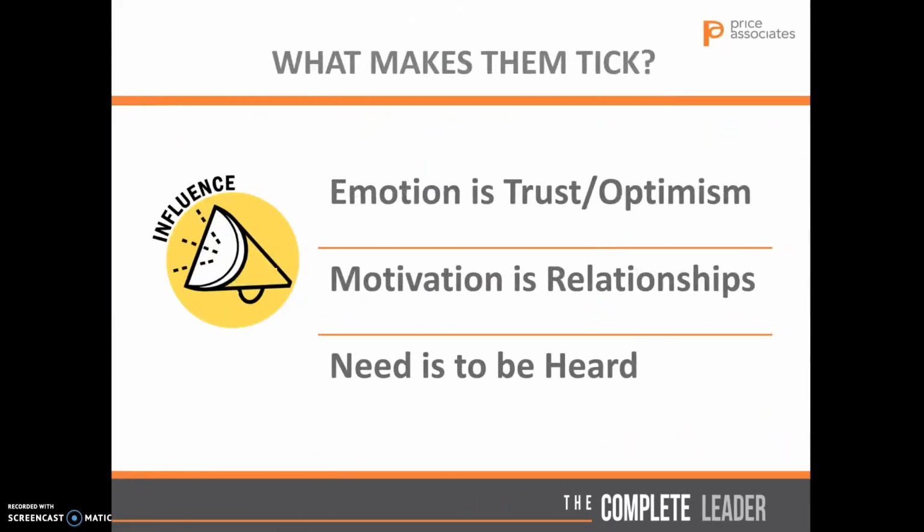So here's some things that make them tick. Their primary emotion is trust and optimism. So if you're running into a person who just always has that optimistic attitude, that's a big clue that they might be a high I. Their motivation is relationships. They love people. They love being around lots of people. And their need is to be heard. So there's that talking category. They just love to communicate and be around people. So those are the primary things behind the high I.